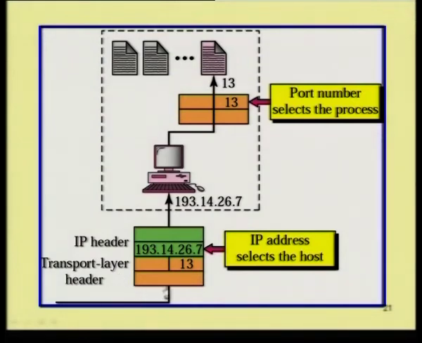So you can see what happens here. When data comes from the network, you will first be looking at the IP address. The IP address is used to identify the node to which it has to be sent, the network and the node. So you look at the IP address, and this is used to select the host. Once you come to the host, you remove the IP header and look at the transport layer header, which will have the port number to which this has to be delivered, and this port number selects the process. So the IP address selects the host and the port number selects the process, which is why a combination of these two is required in order to identify the application on a given host.